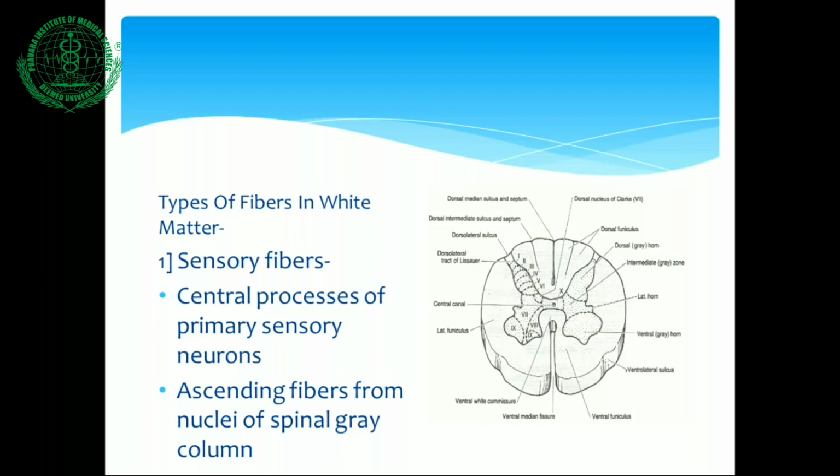Then the second type of fibers present in white matter is known as motor fibers. The motor fibers which are present in white matter of spinal cord mainly consist of descending fibers arising from the higher centers. Then the third type of fibers is known as association fibers. The association fibers originate and end within the spinal cord.